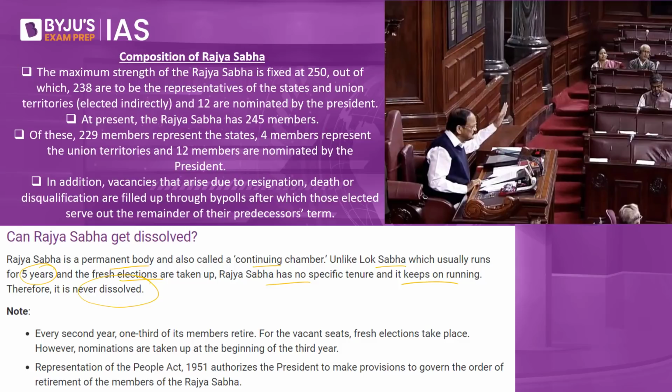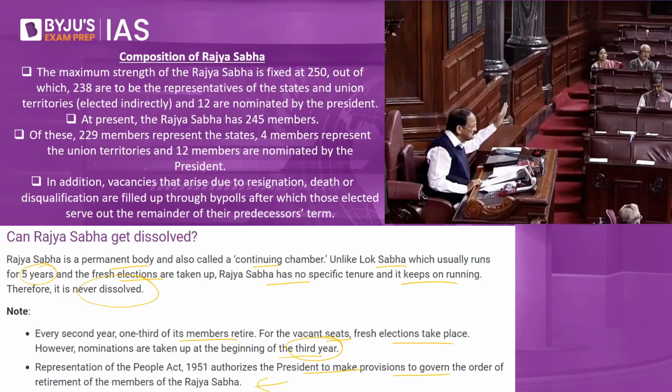It is a permanent chamber, and every second year, 1/3 of its members retire. For the vacant seats, fresh elections take place. However, nominations are also taken at the beginning of the third year. The Representation of the People's Act of 1951 authorizes the President to make provisions to govern the order of retirement of the members of the Rajya Sabha.